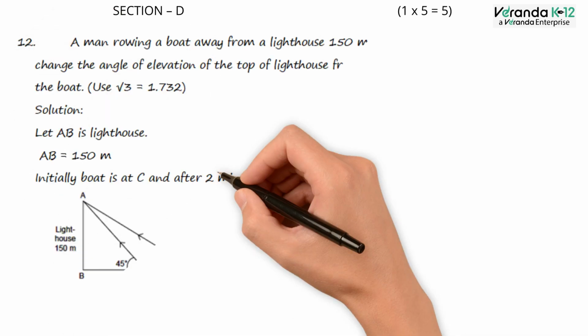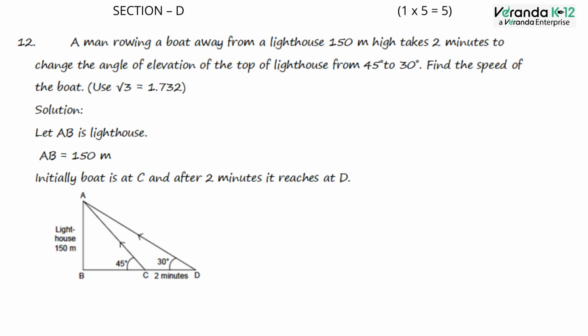Section D contains one question carrying 5 marks. Question number 12. A man rowing a boat away from a lighthouse 150 meter high takes 2 minutes to change the angle of elevation of the top of lighthouse from 45 degree to 30 degree. Find the speed of the boat. Use root 3 is equal to 1.732.